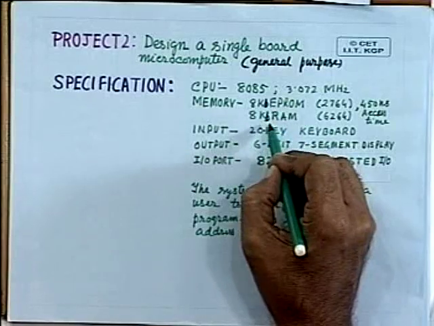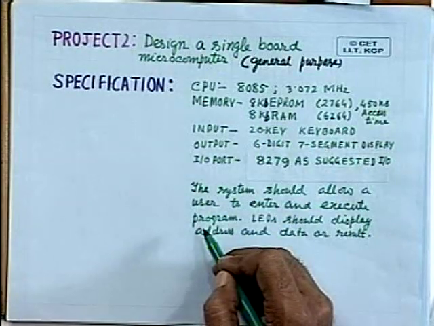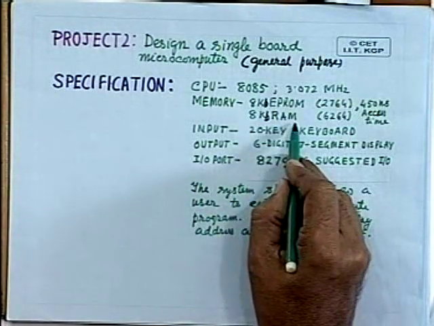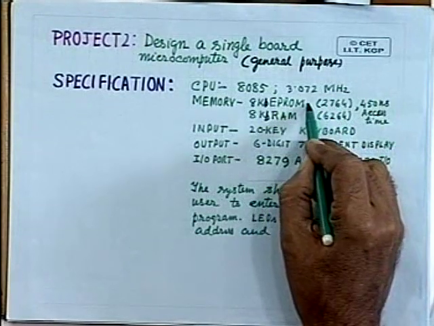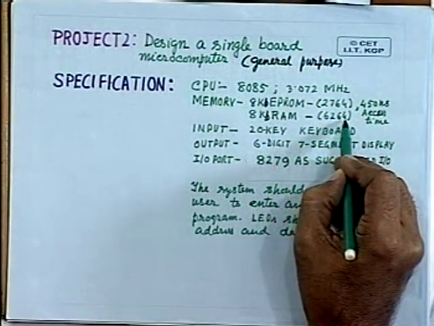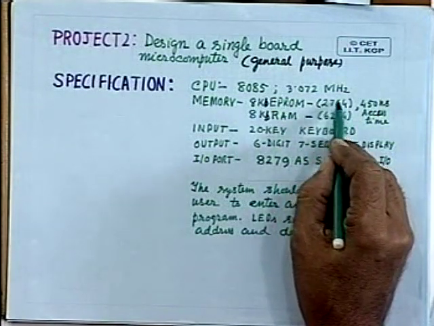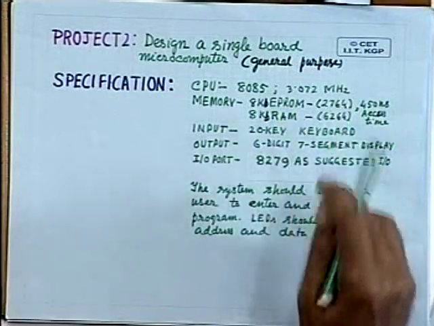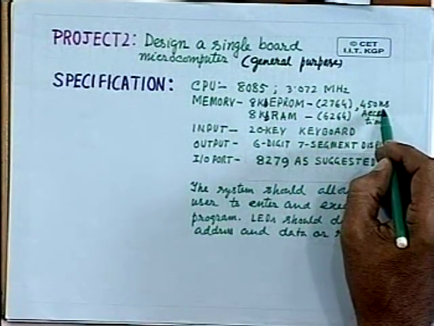The memory requirement of the system is 8 kilobyte EPROM, PROM, and 8 kilobyte RAM, and which has to be implemented by using 2764 and 6264. This is RAM and this is electrically programmable ROM, and the access time is 450 nanosecond.